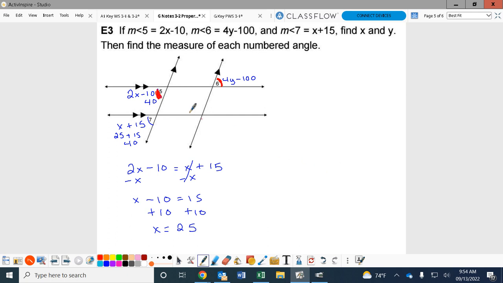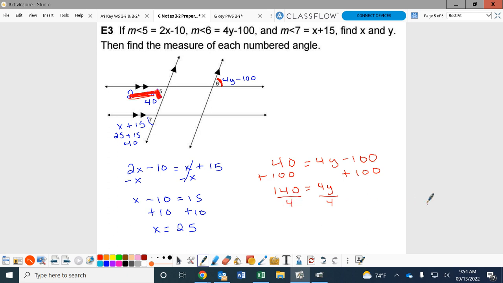So now we've got these two amounts. We know they've got to be equal. Guys, I don't put 2x minus 10 equals 4y minus 100. I already know that this one is now equal to 40. So I just say 40 equals 4y minus 100, plus 100, plus 100. That'd be 140 equals 4y. Divide both sides by 4.